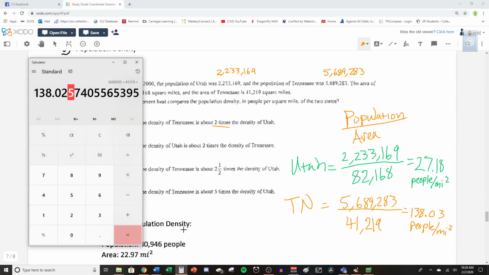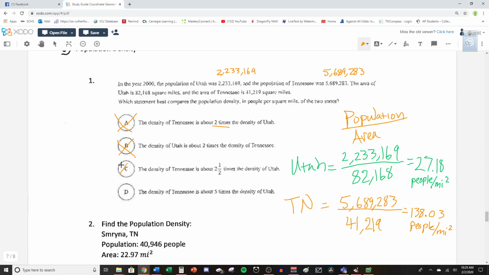Well, let's actually divide them. So if I take this density, divide it by the 27.18, we get about 5. So this is actually the best choice right here, D. So that's the one that we want to pick.